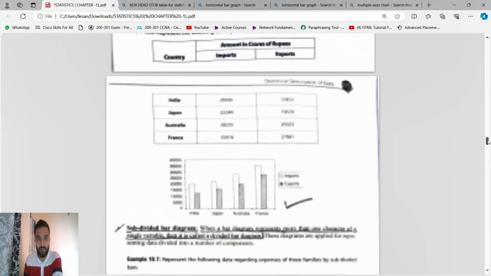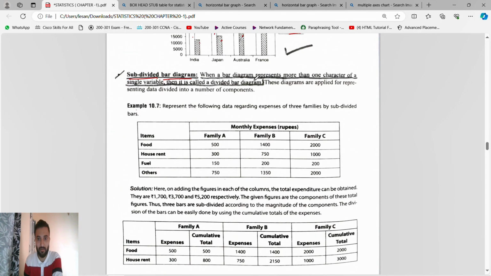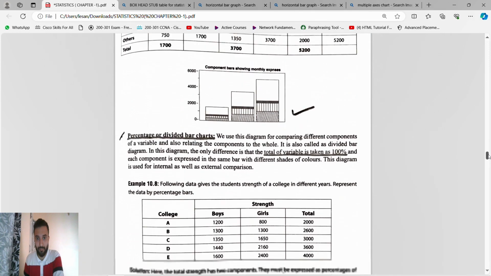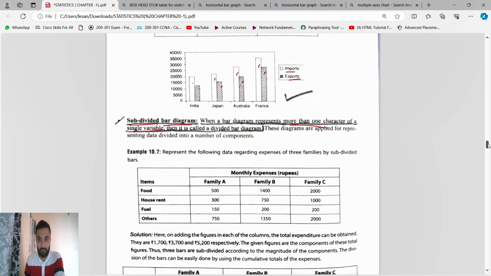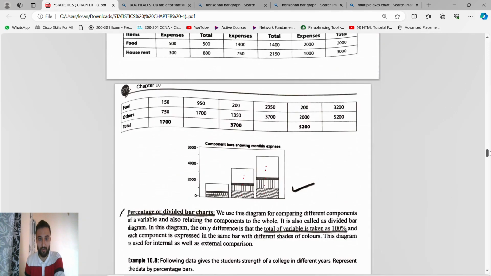So guys, you have to read this thing that I have underlined. When a bar diagram represents more than one character of a single variable, for a single variable more than one character. Like this. For one variable we have more than one character, right? More than one character for a single variable.